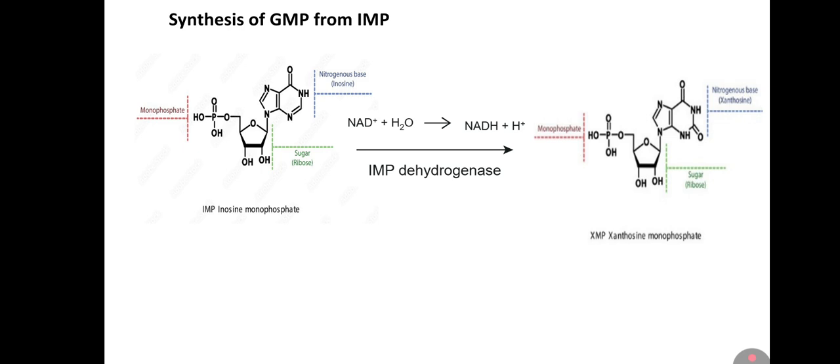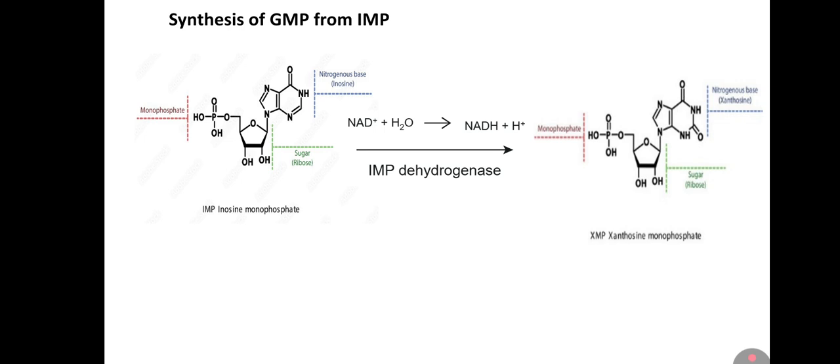We are taking IMP. The first step in this reaction is oxidation of IMP to XMP. So IMP is oxidized at the C2 position of the purine ring, converting the hypoxanthine base into xanthine, forming xanthosine monophosphate. So here the enzyme that is responsible for this is IMP dehydrogenase. So when we have dehydrogenase, that means NAD plus is reduced to NADH plus H plus. So this step introduces a carbonyl group, preparing the site for amination in the next step.